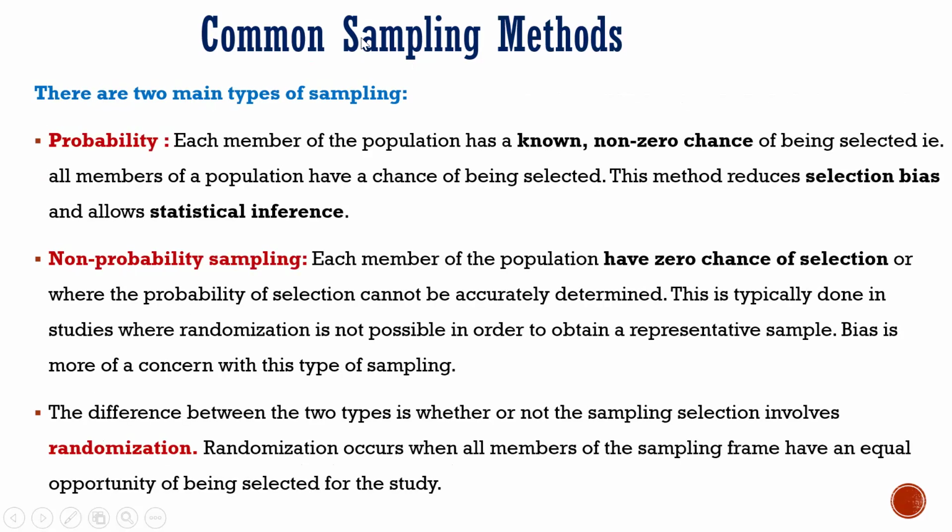Then we have common sampling methods. There are two main types of sampling: probability sampling and non-probability sampling. What is probability sampling? Just like the name, every member of the population has a known or non-zero chance of being selected. That is, everybody has an equal chance of being selected. So this method reduces selection bias and allows statistical inference.